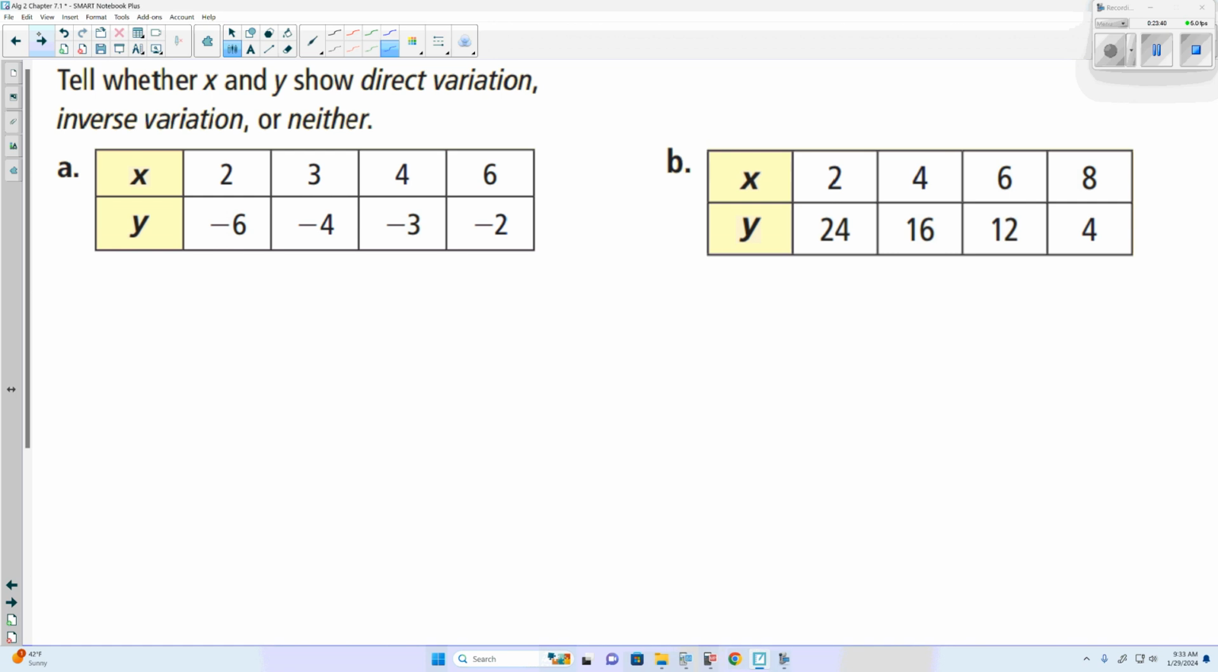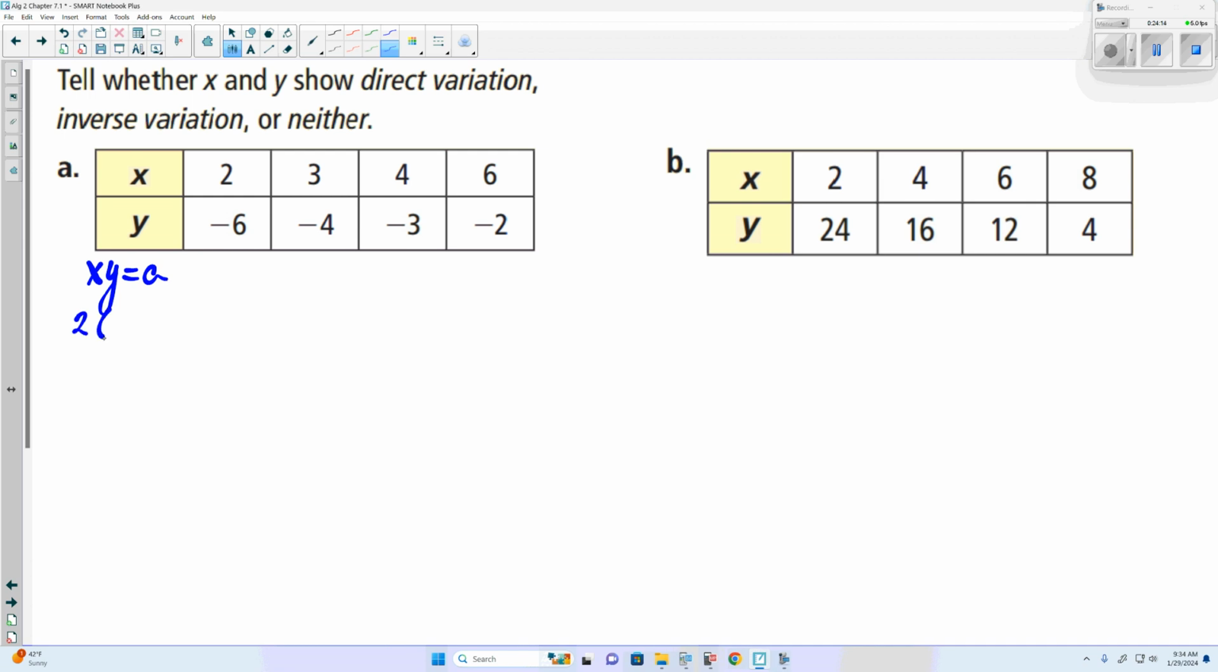Okay. So if we look at this here, tell whether x and y show direct variation, inverse, or neither. Now again, so here x is increasing, y is decreasing. Even if we don't see that, we just need to pick one to try. So we can try inverse first. Inverse variation, and the one we're going to use is either x times y equals a for inverse, or y over x equals a for direct. We want that form where the constant amount is by itself, whatever that a is. So here, x times y equals a.